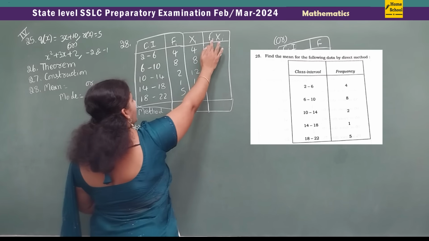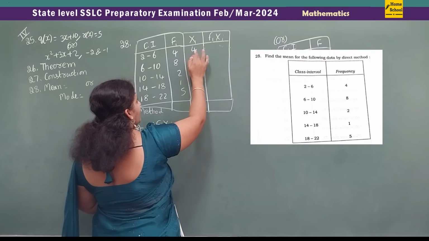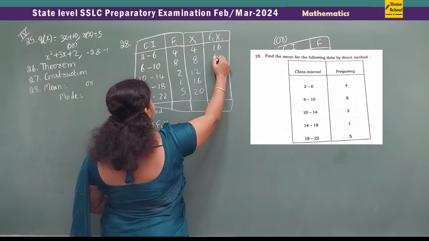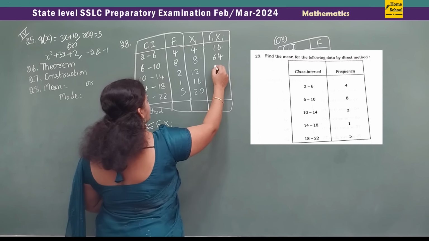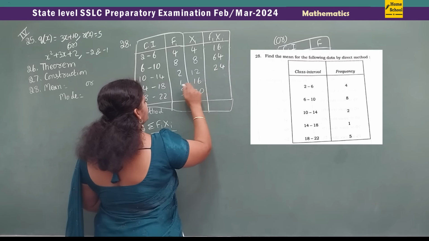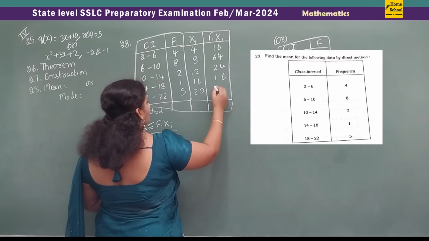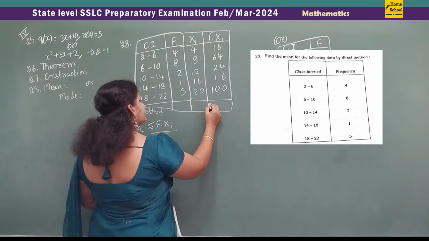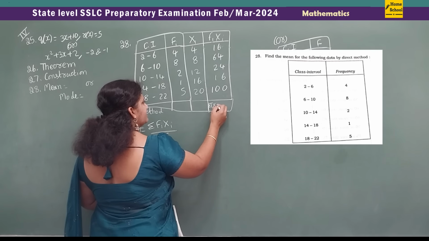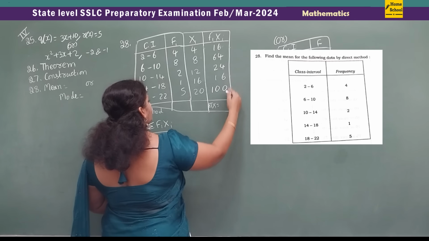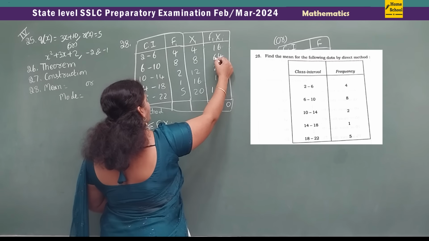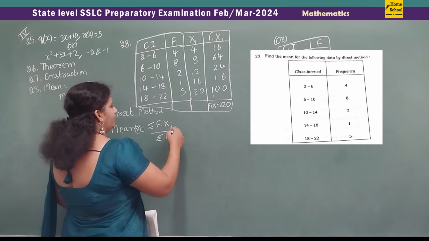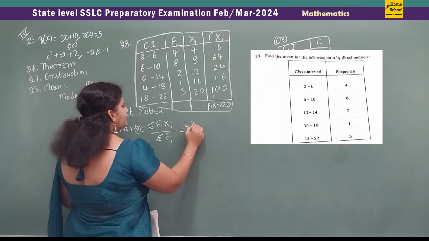Now coming to fi xi. Multiply fi and xi. 4 fours are 16. 8 eights are 64. 12 twos are 24. 16 ones are 16. 5 twenties are 100. Now add all this. Summation fi xi is 220.